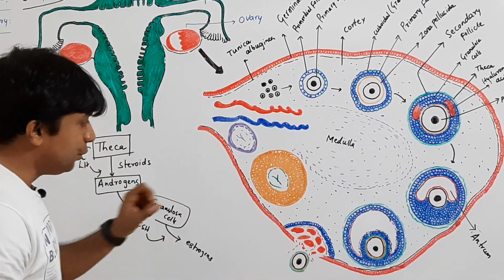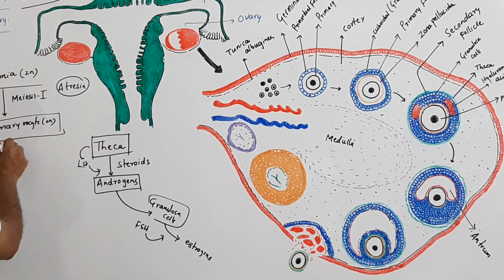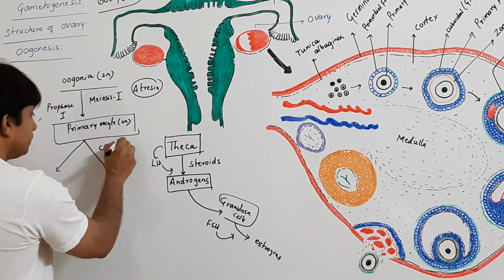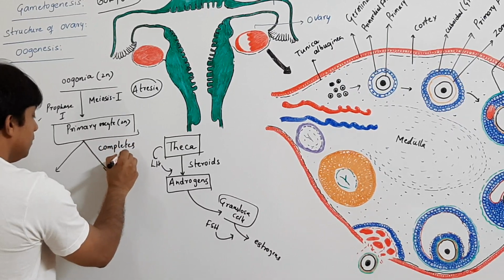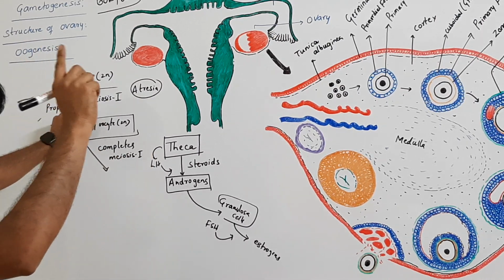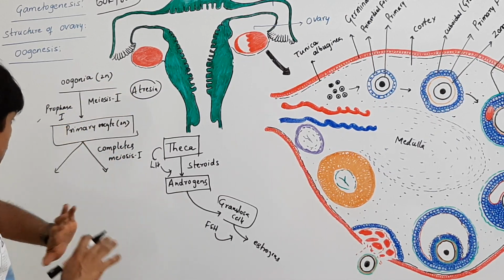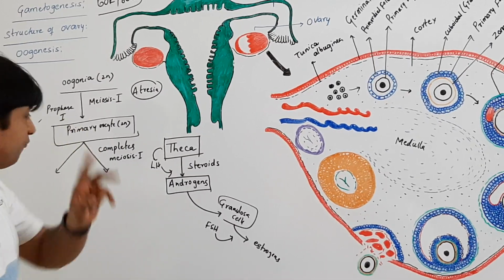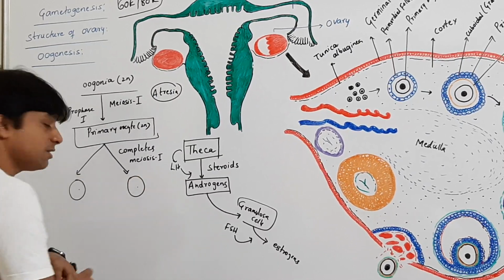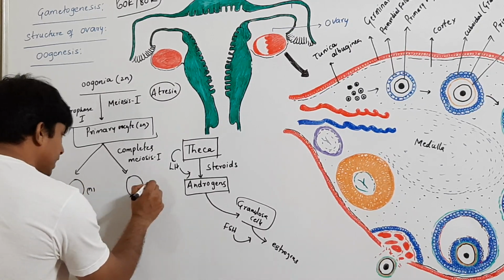At this stage, due to the influence of your hormones, this primary oocyte now completes its meiosis 1. Clear? Meiosis 1 was started before, at the time when the oocytes are formed, but it is arrested at prophase 1. Now meiosis 1 completes. Meiosis 1 results in the formation of 2 cells, and each is a haploid cell.